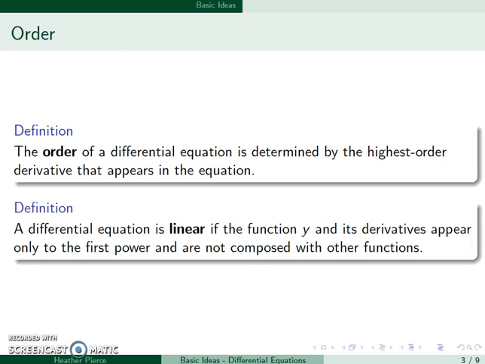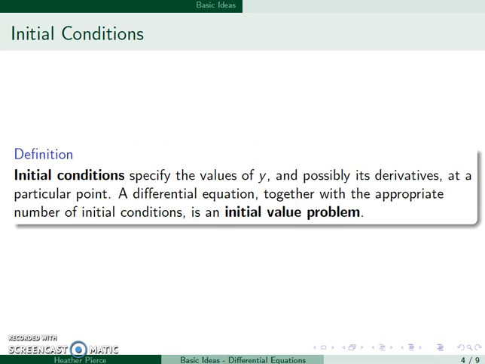And any differential equation is called linear if the function y and its derivatives only appear to the first power and are not composed with other functions. And these are the ones that we'll particularly look at. Initial conditions specify the values of y and maybe its derivatives at a particular point. And if we have a differential equation along with the appropriate number of initial conditions, it's known as an initial value problem.